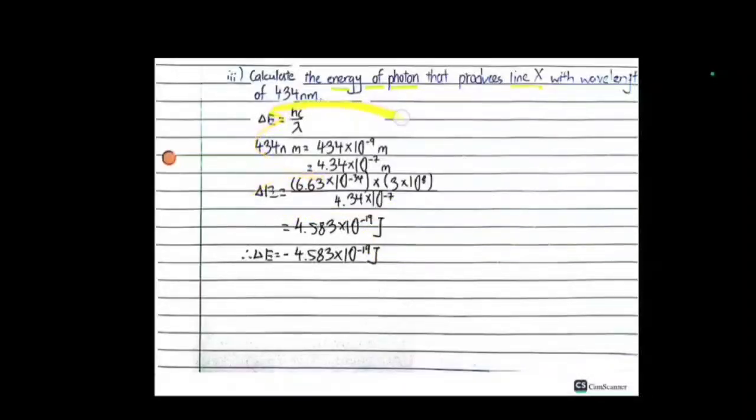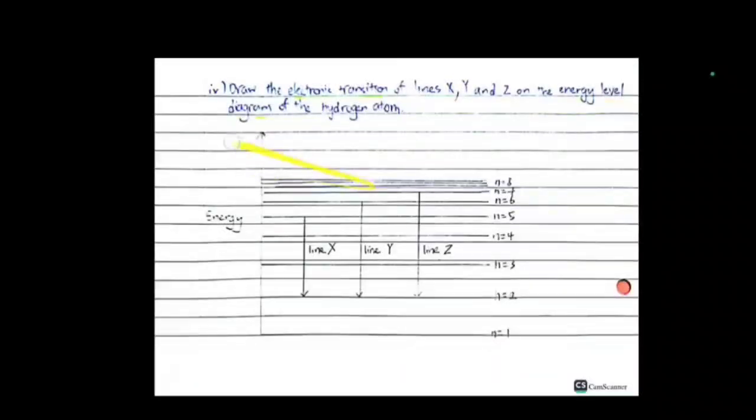Because for the energy of photons, the electron is releasing energy, not absorbing energy, in the final answer we need to give a negative sign, which is negative 4.583 times 10 power of negative 19 joule. This is the final answer. Okay, let us proceed to the final question for A.